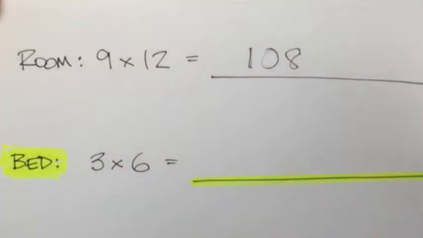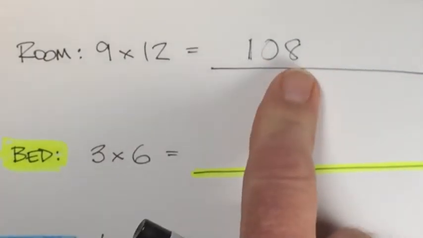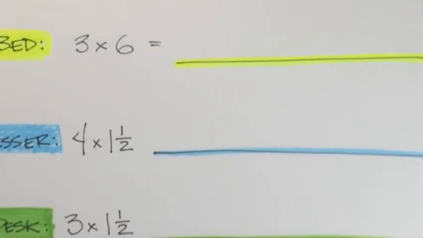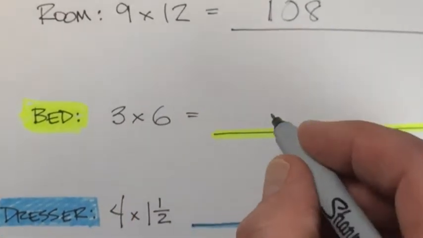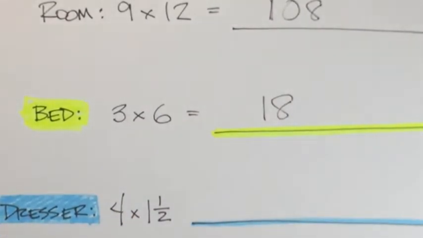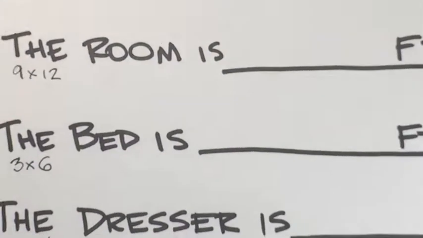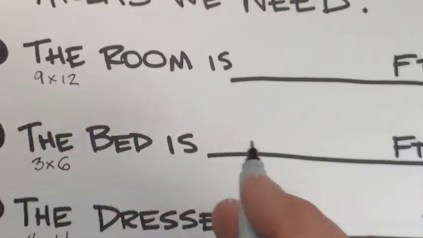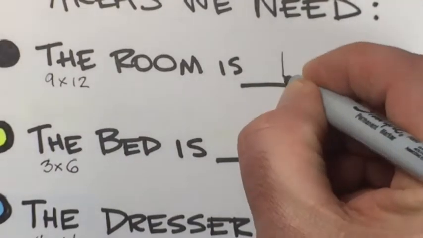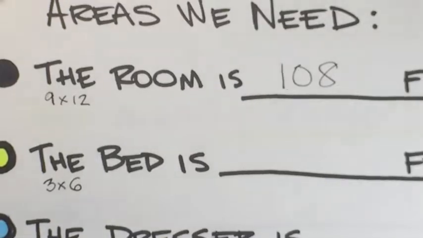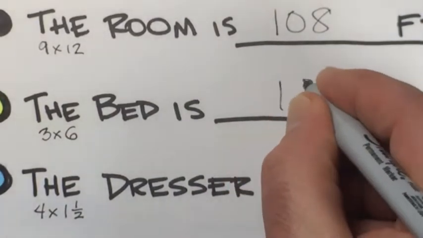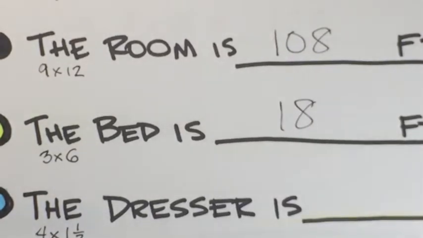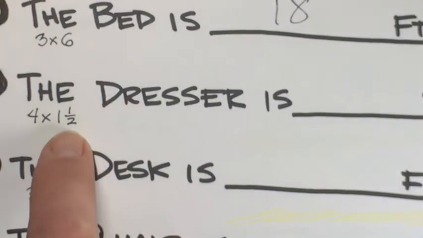I'll just do the square feet later on. So 108, and then the bed is going to be 3 by 6, and 3 times 6 is 18. So we know 2 answers so far. The room, 9 by 12, is 108. The bed, being 3 by 6, is 18. Okay, so those are the easy ones. We'll get a little bit harder because these now have fractions in them.